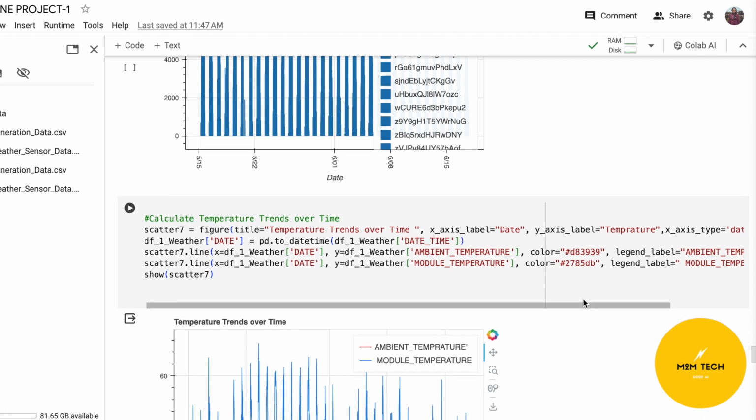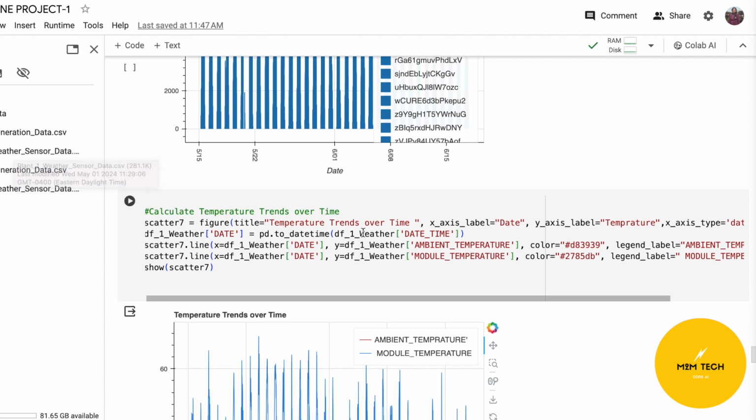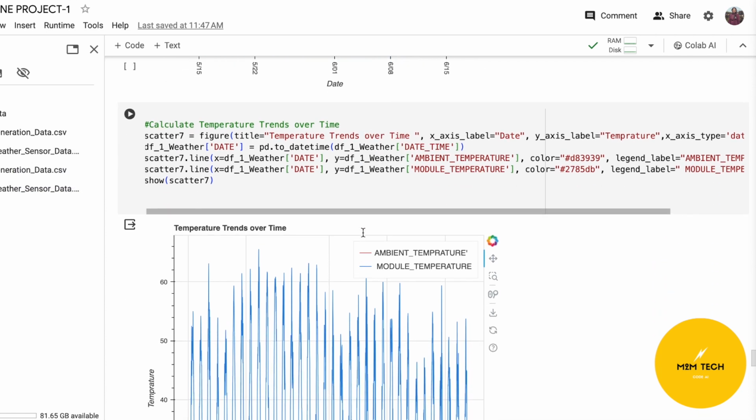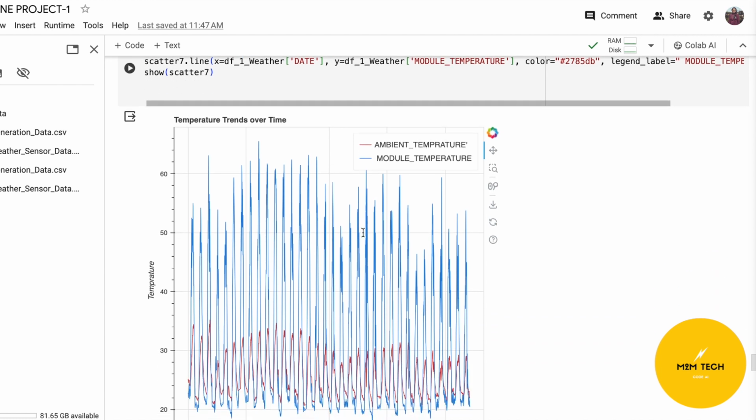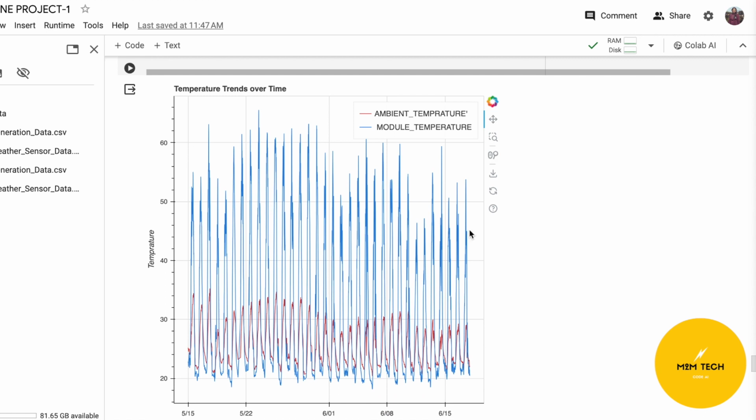Next, I have calculated the temperature trends. In this, I am shifting my focus to the other dataset, that is the weather sensor dataset. We have observed a correlation between ambient temperature and module temperature, where the latter increases as the former rises, as we can see in this graph. This relationship shows the influence of environmental conditions on the temperature of the solar panel.